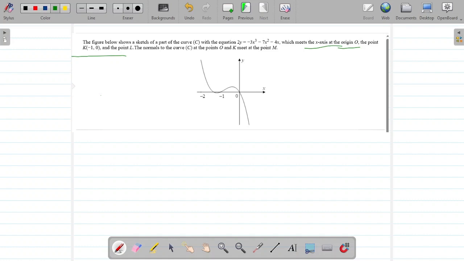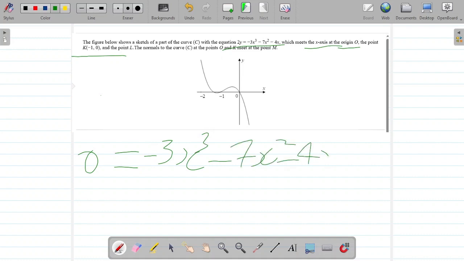If it meets the x-axis, what does that mean? It means y is 0, since when we meet the x-axis, y is 0. Substitute y equals 0 in the equation that they gave us. You get 0 equals negative 3x cubed minus 7x squared minus 4x.